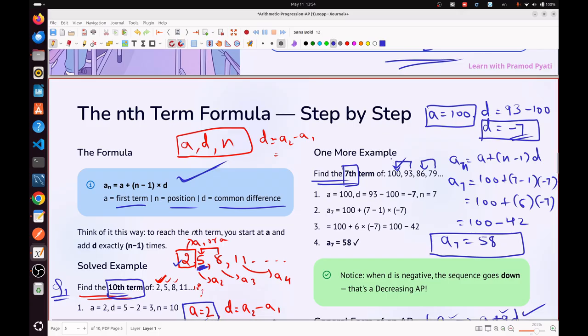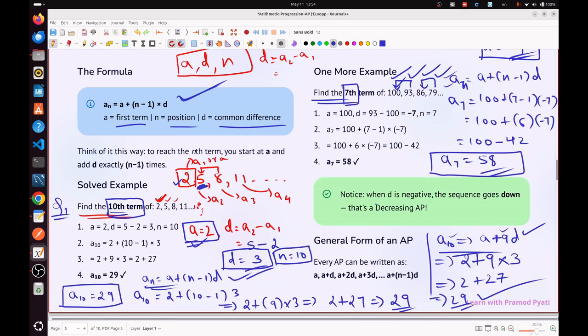Because here the series is decreasing: 100, 93, 86, 79. These are 4 terms. The 5th term may be something, the 6th term may be something, and the 7th term is this one, 58. When the series is decreasing, the common difference should be in minus. This you need to remember. That's what they have said here: when D is negative, the sequence goes down, that is a decreasing AP.